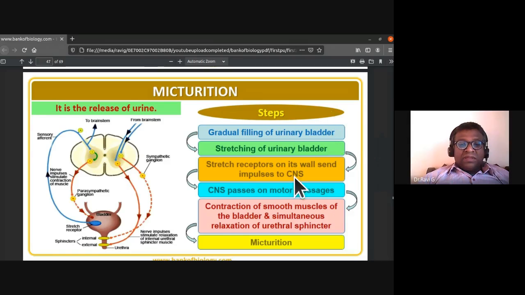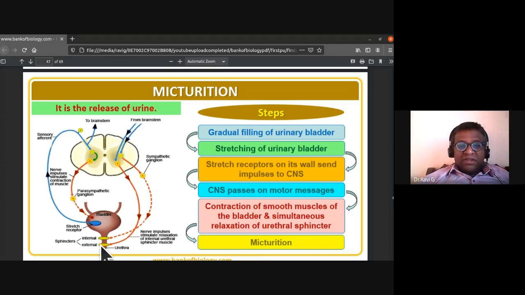What are the steps involved? The gradual filling of the urinary bladder, and the stretching of the bladder takes place. The stretch receptors on its wall send impulses to the central nervous system, which processes the impulse and passes on a motor message. As a result, there is contraction of the smooth muscles of the bladder, and simultaneously there is relaxation of the urethral sphincter.